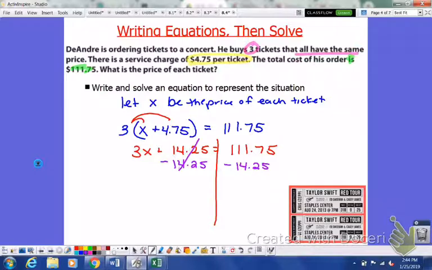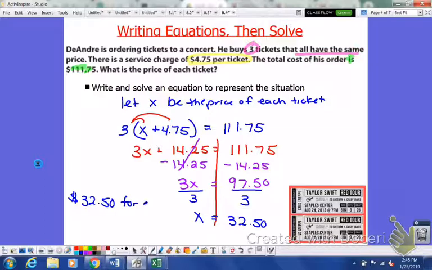They're gone. They give us a 0, so 3x equals 111.75 minus 14.25 is 97.50. Then last up, our inverse of multiplication, we're going to divide by 3, both sides. So x equals 32.50. We want to think about our label. So final answer, $32.50 for each ticket. All right, and that is it for this section.